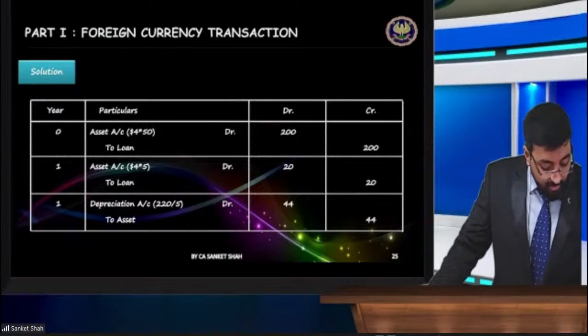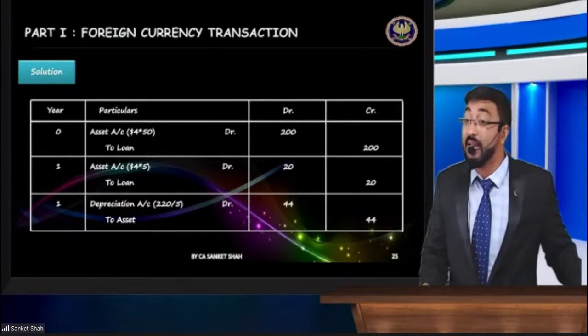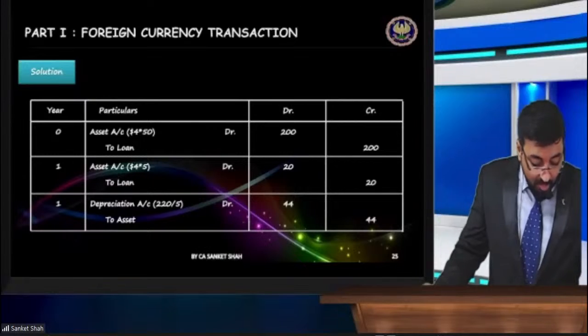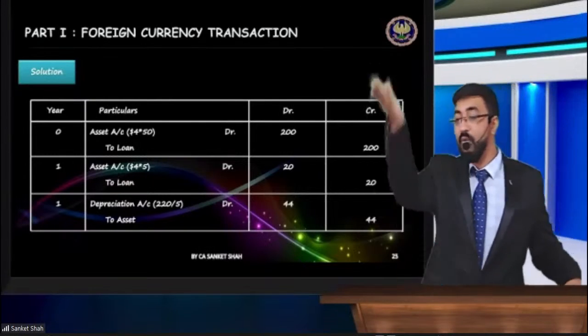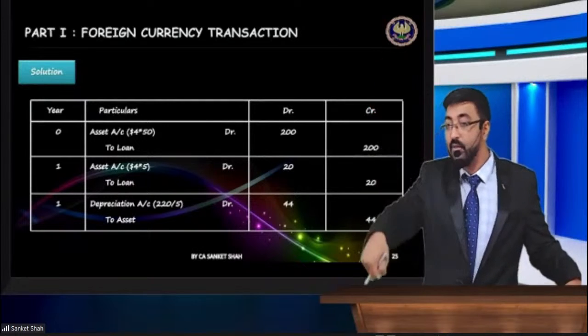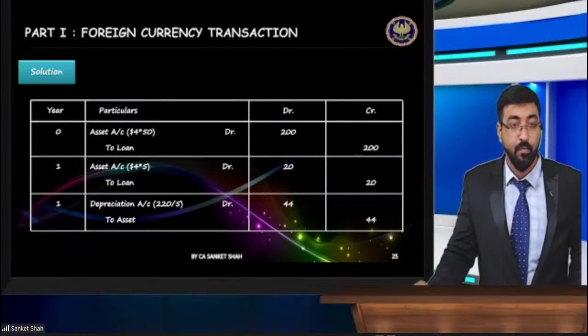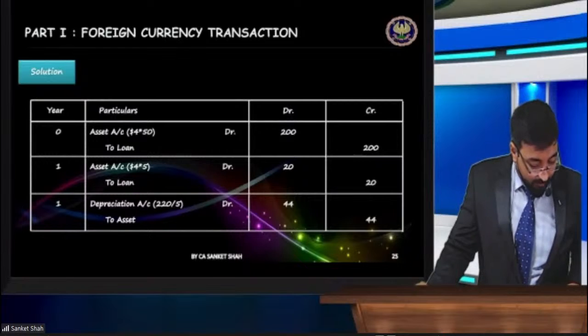Yes, Janki. Very good, beta. You are correct. The value of the asset is increased. Why? Because it's a loss. If it is a loss, asset value will get increased. If it is a profit, asset value will get decreased. This is para 46A. I am going to read this para 46A from your study material.